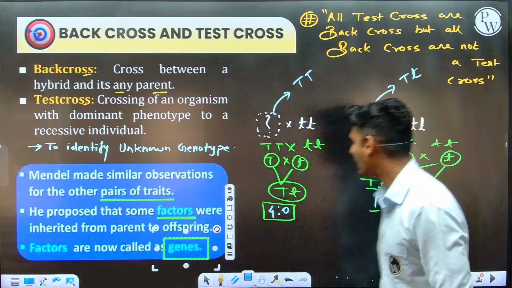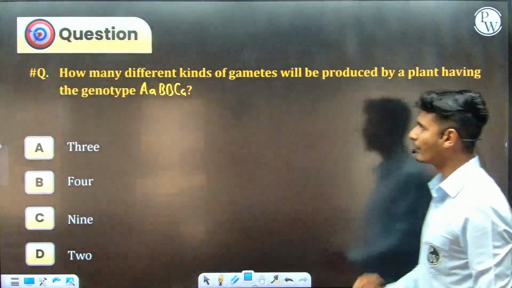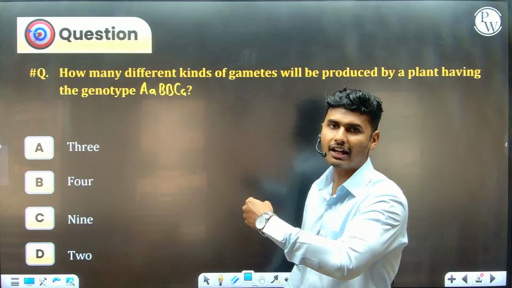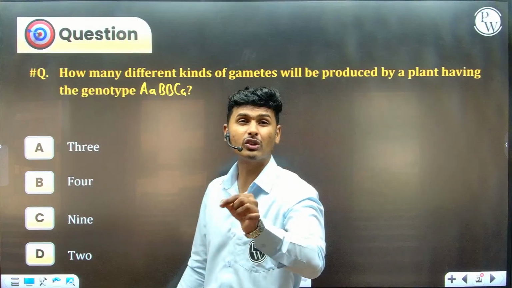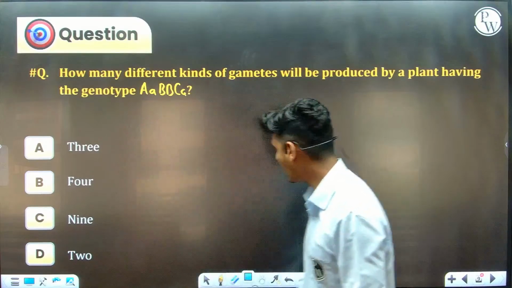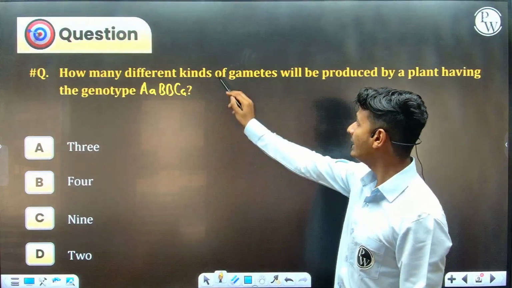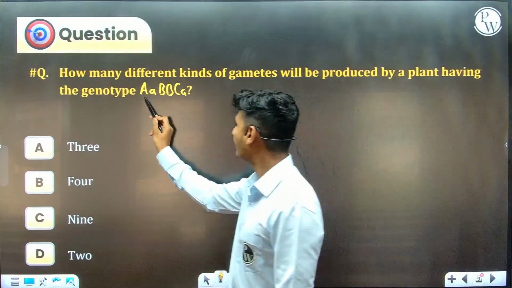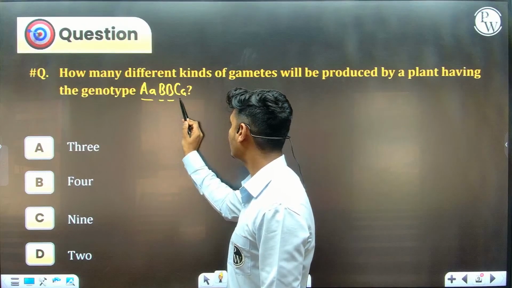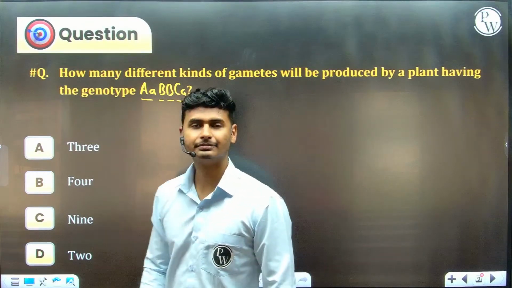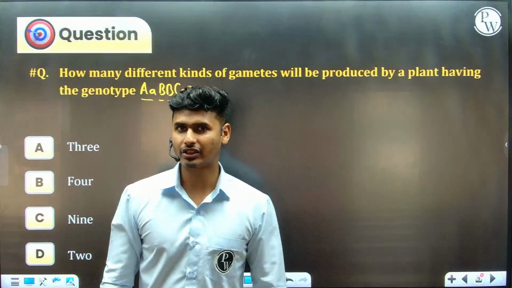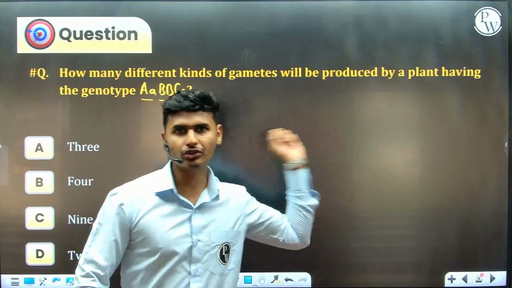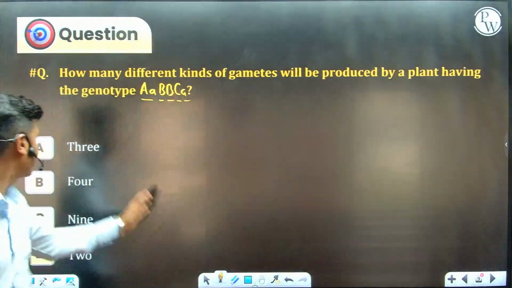I hope you understood this topic also. Let's discuss another very crucial question. This type of question was asked in the NEET examination, and in 2006, 2007 AIPMT this question was asked. They are saying: how many different kinds of gametes will be produced by a plant having genotype capital A small a, capital B capital B, capital C small c? Let's try to solve this question. You have 30 seconds to solve it. I am taking water. Options are in front of you: 3, 4, 9, 2.